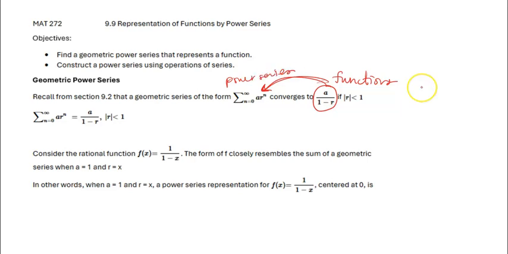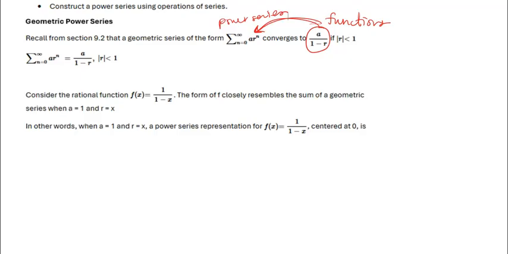So let's consider this rational function here, f of x is equal to 1 over 1 minus x, and it has this form of what the series converges to, specifically when a is equal to 1 and when r is equal to x. So you can notice I'm just matching r to x and a to 1 for that function f of x. So we should be able to represent this function f of x as a power series.